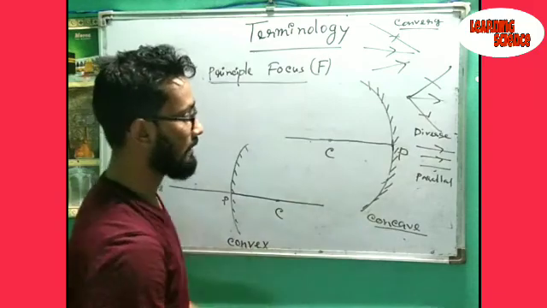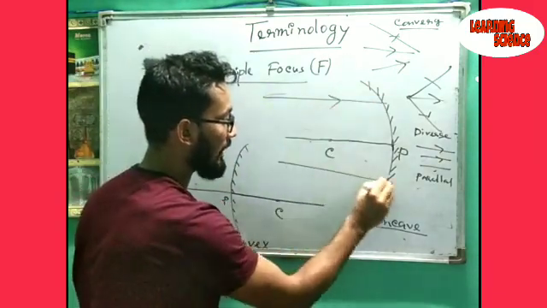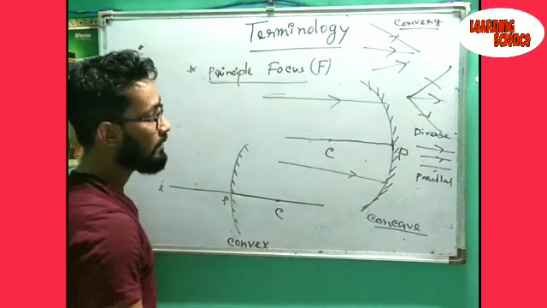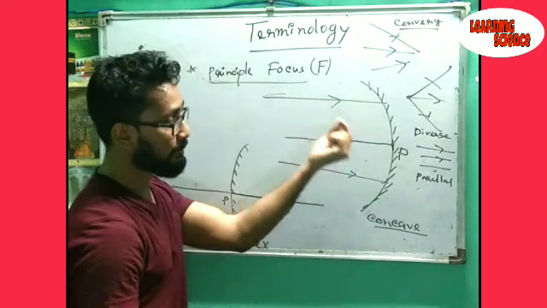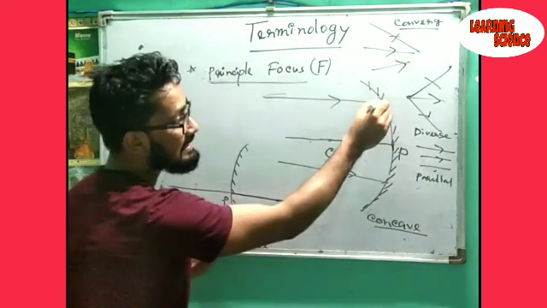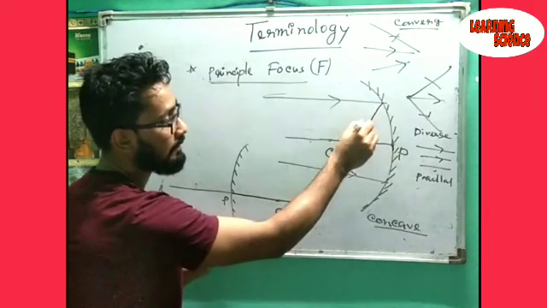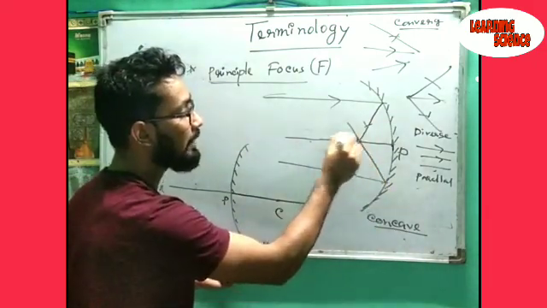Let's take the example for the concave mirror. A parallel beam of light rays falls on a concave mirror, I'm taking two rays, that is sufficient. After reflection, what will happen? This ray will bounce back, and this ray of light will bounce back, and they will meet at a point.